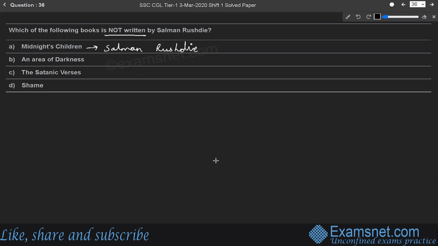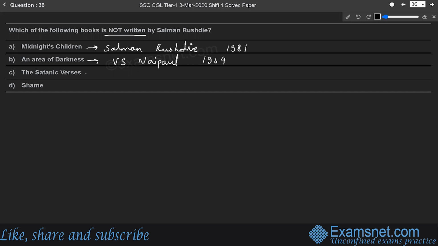And it was published in the year 1981. This book talks about the pre and post independence events. Now, the second option is Area of Darkness. It was written by V.S. Naipaul. It was published in the year 1964. And it is a travelogue that basically throws light on the condition prevailing in India in the early 60s.